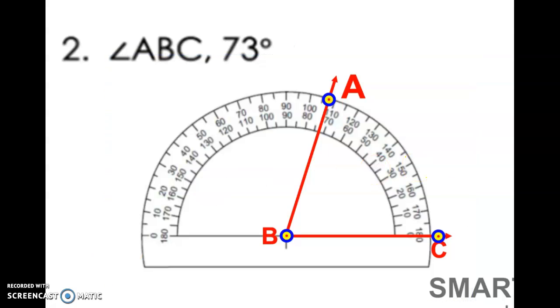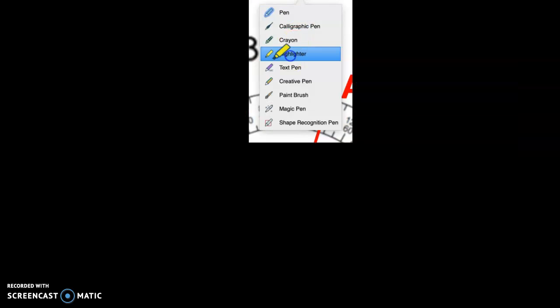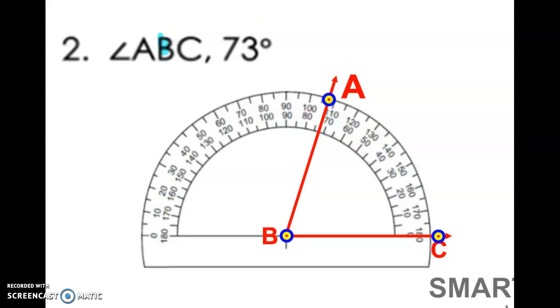Problem number 2 says we need to draw angle ABC with a measure of 73 degrees. So here we're going to use a protractor because remember when we're measuring angles we use a protractor. So angle ABC, the middle point B, that is the vertex of our angle. So this B, the vertex of our angle, has to go on that center point of your protractor. So down here, this needs to be point B.